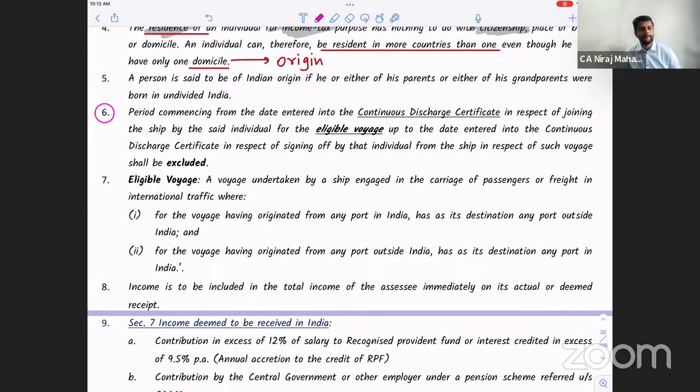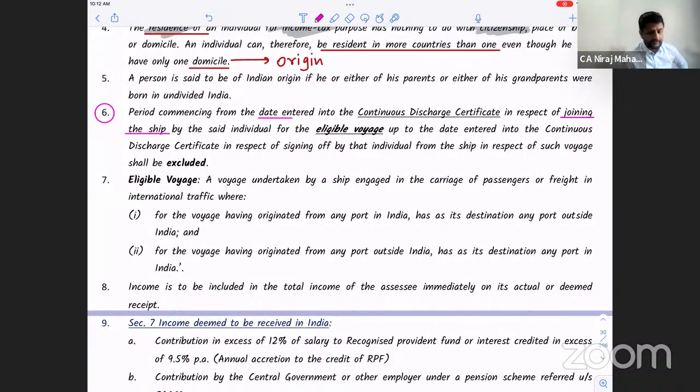Period commencing from the date entered into CDC, the Continuous Discharge Certificate. Now, what is CDC? That certificate is given for joining the ship. Basically, it is a proof that you were on the ship from the date mentioned on the certificate till the date mentioned on the certificate. Understood, all of you?